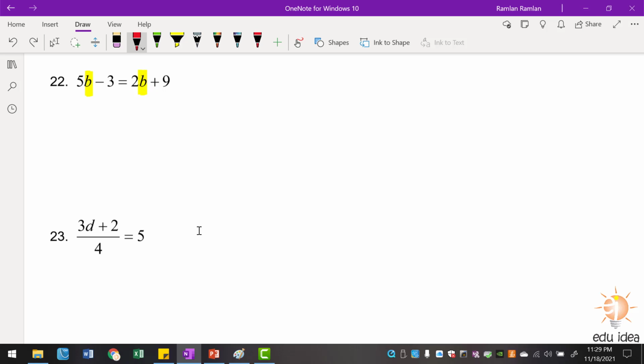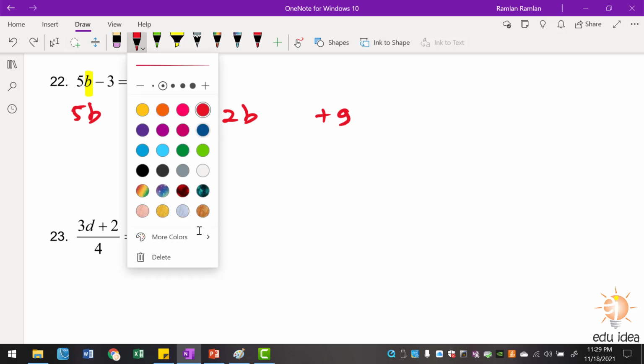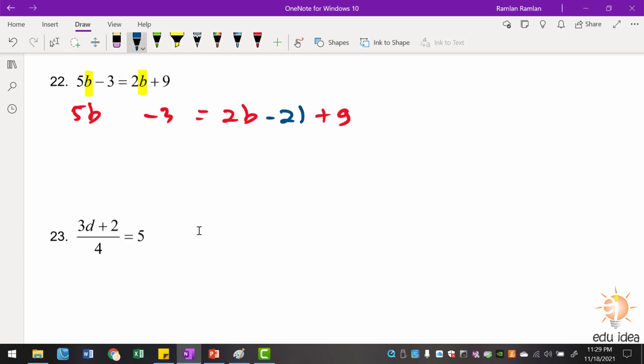How to do that is, because this is being added, addition, you only need to subtract it by what? By 2b, right? So I can rewrite it again. We have 5b minus 3 equals 2b plus 9. Because I want to get rid of this one, I only need to subtract the same exact term, 2b. And again, because I'm subtracting 2b on the right side, I do the same thing on the left side.